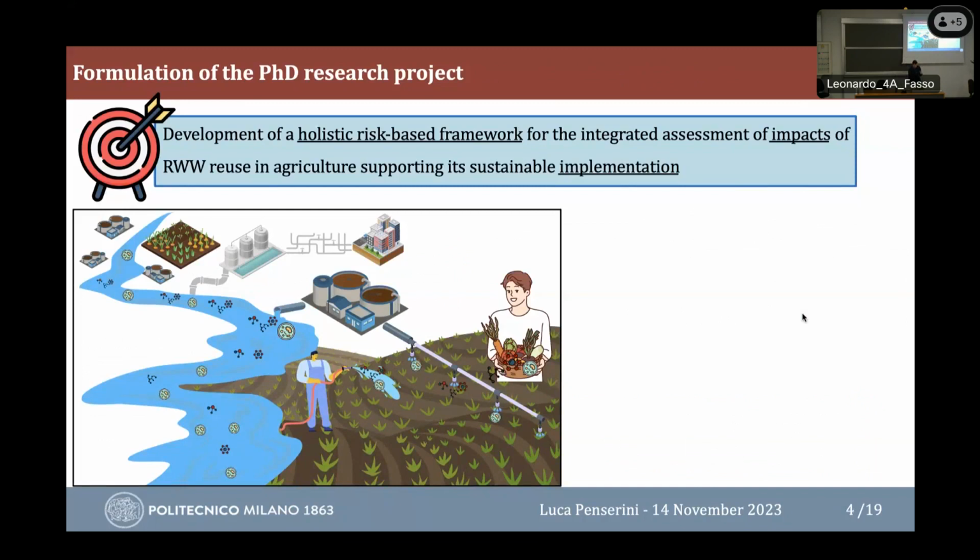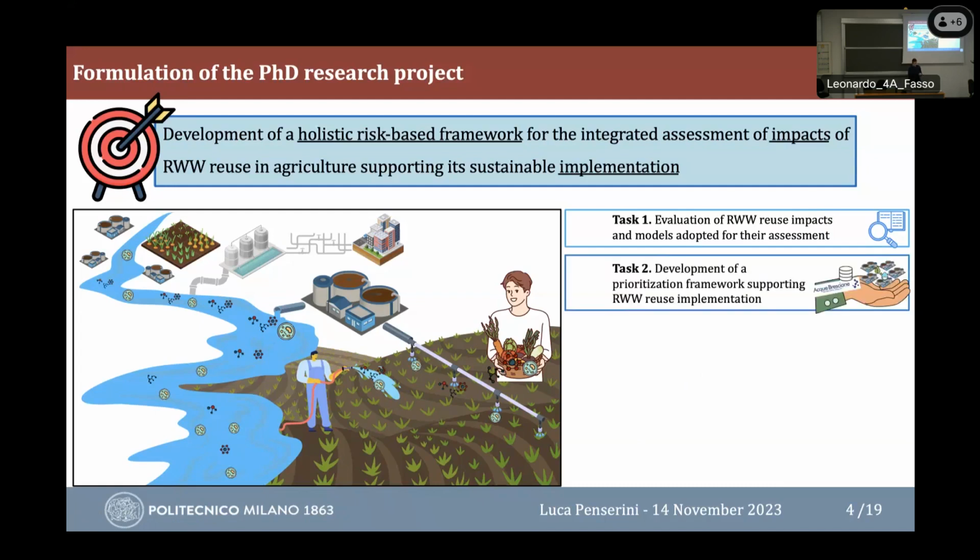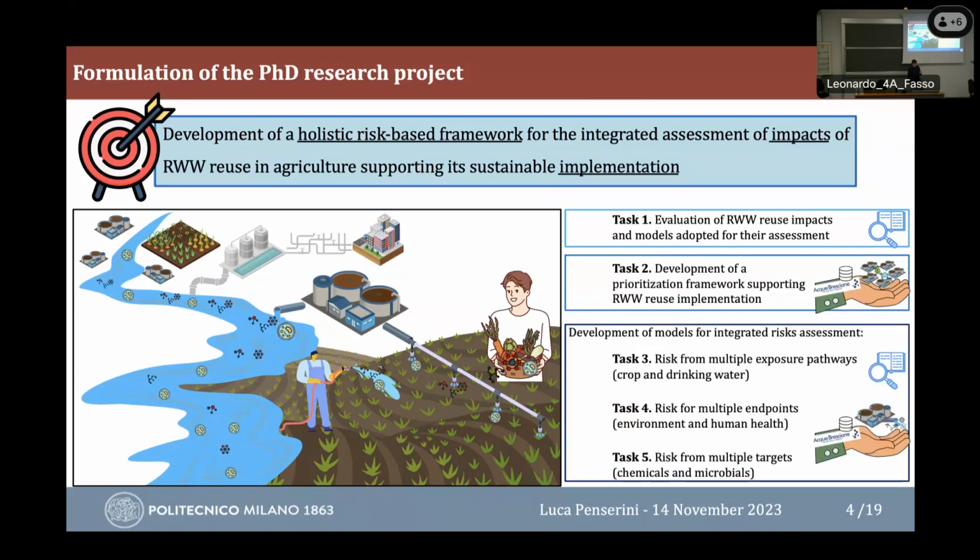This research is articulated as follows. First of all, a literature review was performed to evaluate what are the typical models adopted for evaluating the impacts. Then a prioritization framework was developed in order to support the implementation of wastewater reuse projects. And lastly, different models for the integrated evaluation of different risks have been developed.